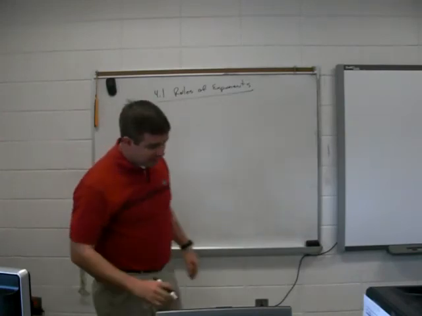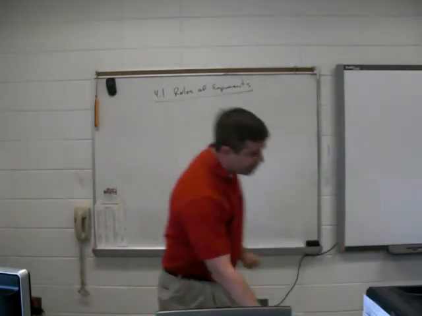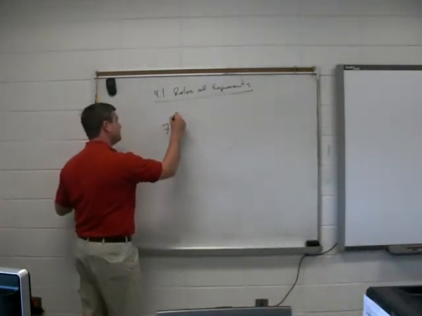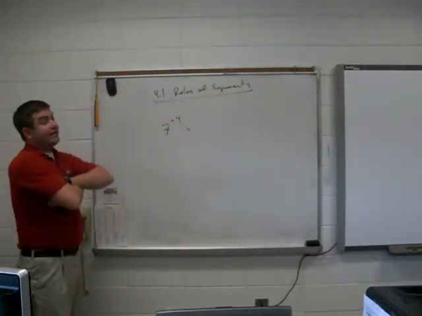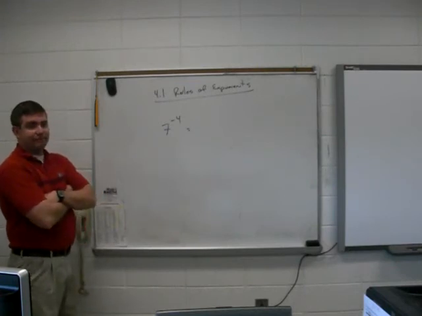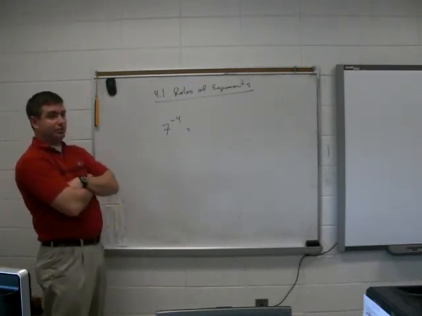All right, I want to do some with numbers and let you type some in. Here, this is a good one. 7 to the negative 4. See if you can figure out the answer to 7 to the negative 4. It's all numbers. You should be able to do it on your calculator.